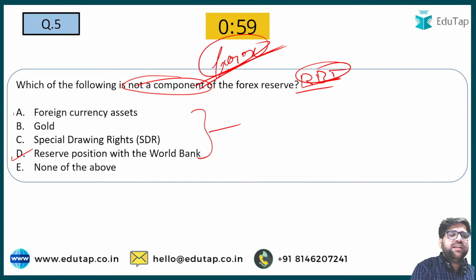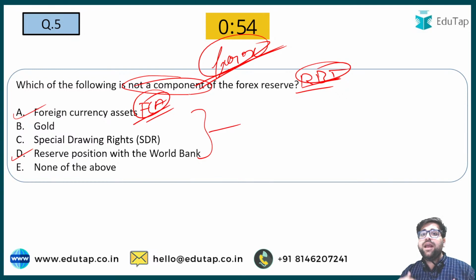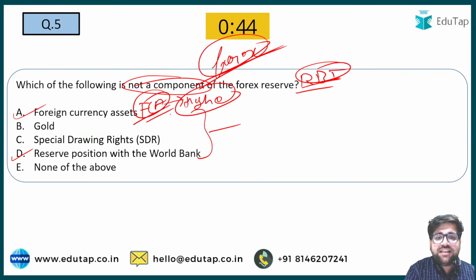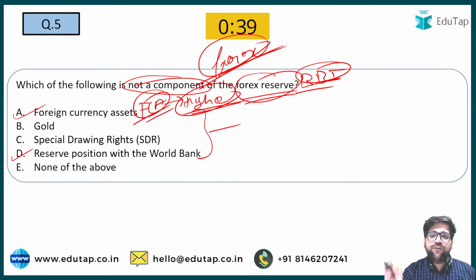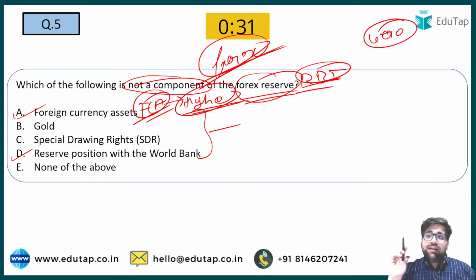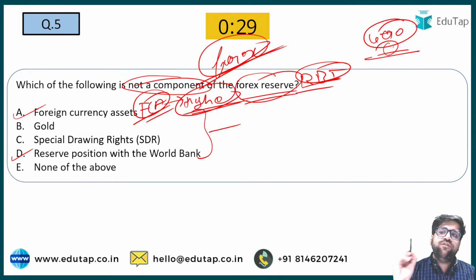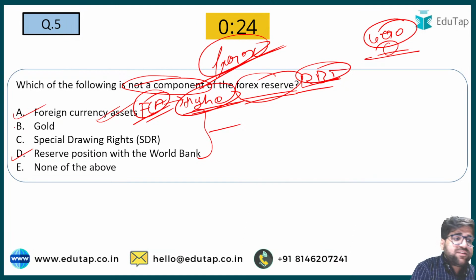The first component is foreign currency asset, also known as FCA. This is the reserve in which RBI keeps different currencies, for example USD, UK pound, yen, yuan, and whatever you want. This is the highest contributor to the forex reserve. If you are hearing that RBI forex reserve has recently reduced, to around 600 billion dollars right now, the maximum component of this number is constituted by foreign currency assets. The next best is gold.